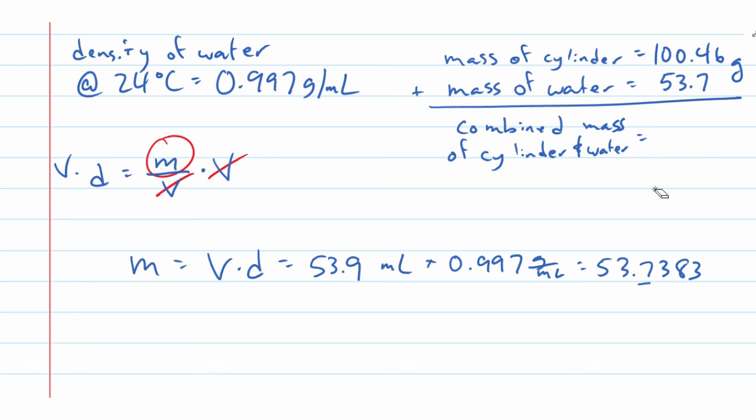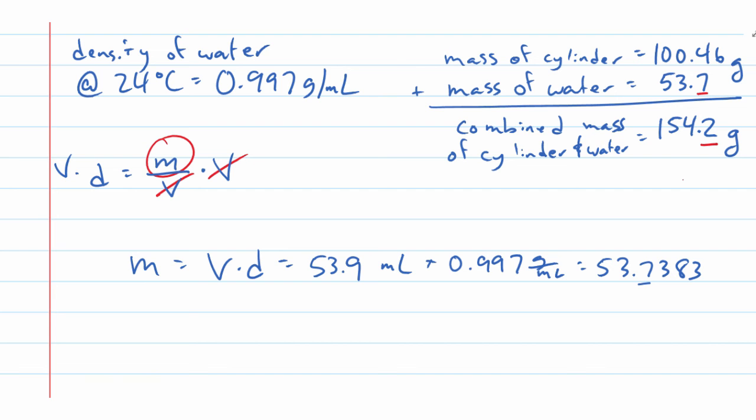We then sum this together. We take 100.46, add to it 53.7, and we get an answer of 154.16, which of course we should actually round off to 154.2. The label on this would be grams. Remember now that the reason why we do this is because the 7 here is the uncertain digit. When we add and subtract, we don't look at significant figures, we look at decimal places.